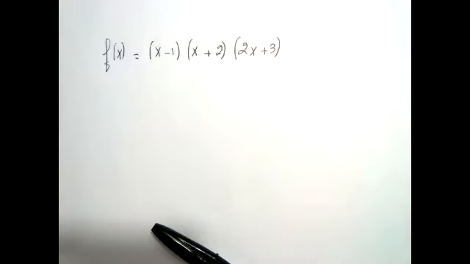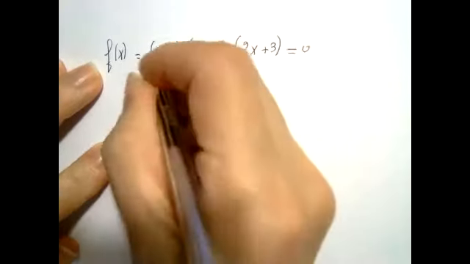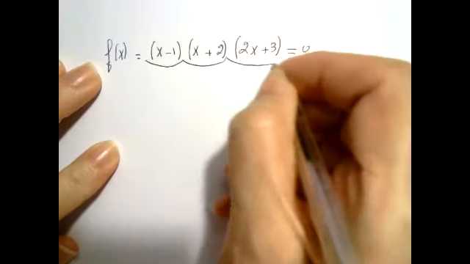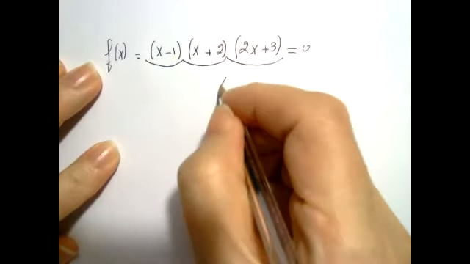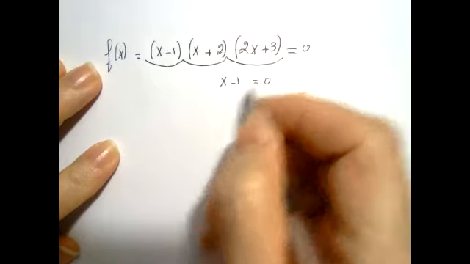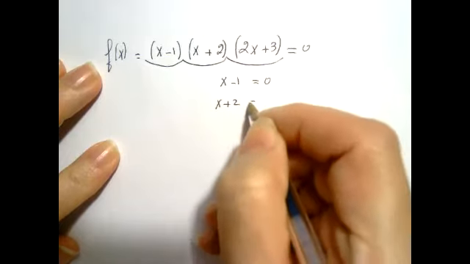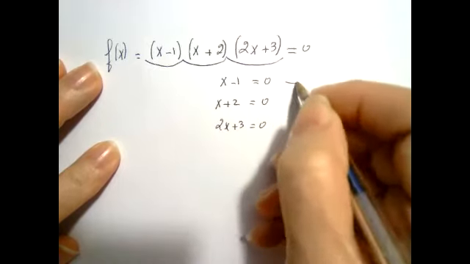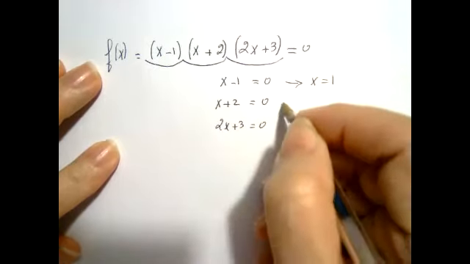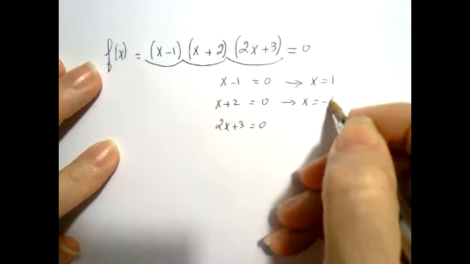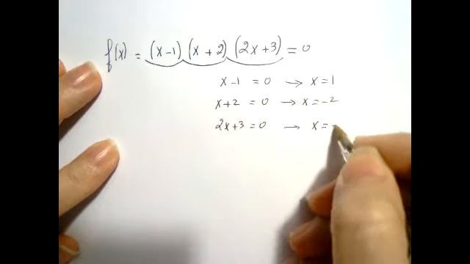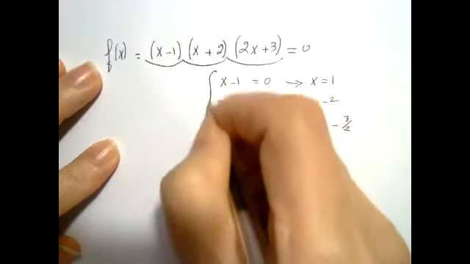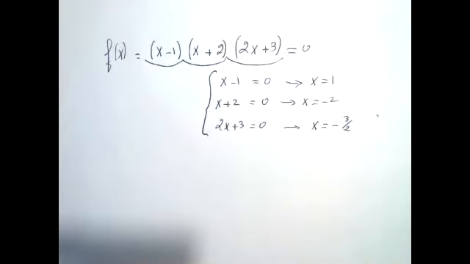Okay, any answers? All right, very good. So set it equal to 0, very simple. It means each one of the factors equal to 0, as simple as that. So x minus 1 equal to 0, x plus 2 equal to 0, 2x plus 3 equal to 0. This will give me x equal to 1, x equal minus 2, and x equal minus 3/2. Okay.